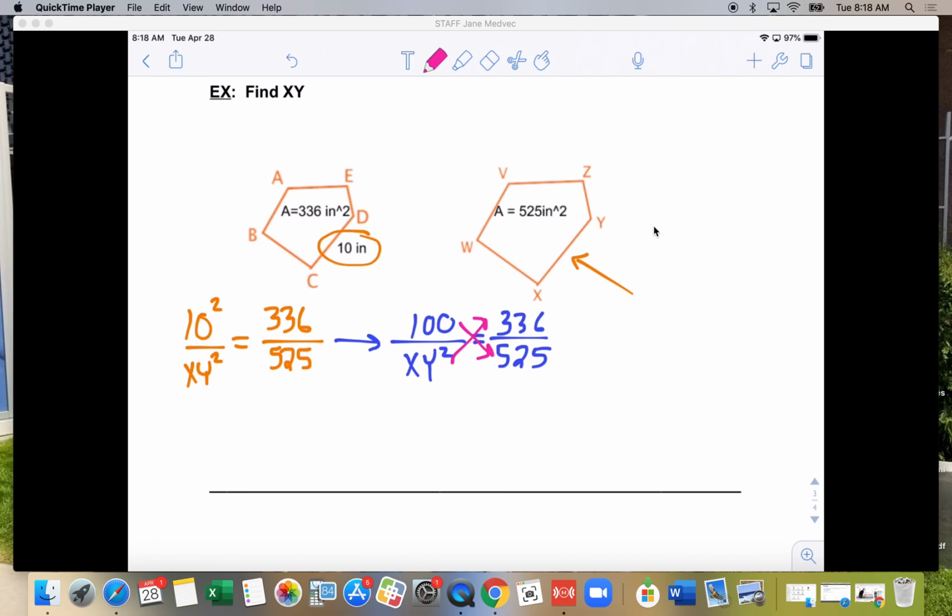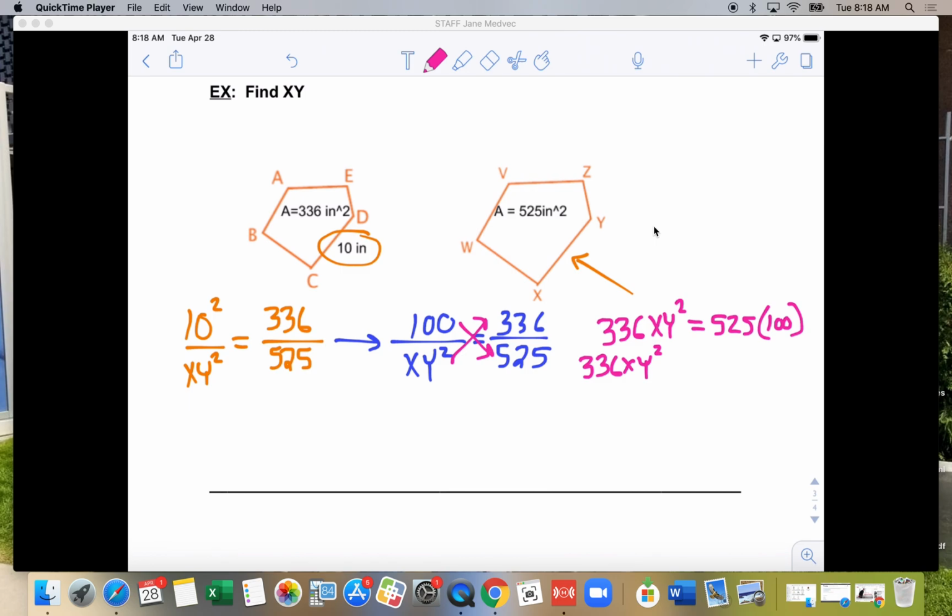Okay, so to do this, what I'm going to do is I'm going to take 336 XY squared equals 525 times 100, 336 XY squared. And if that makes you uncomfortable to do XY squared, you could put another variable in.